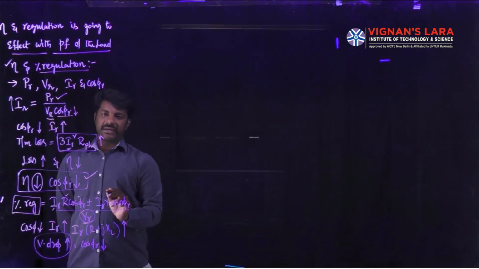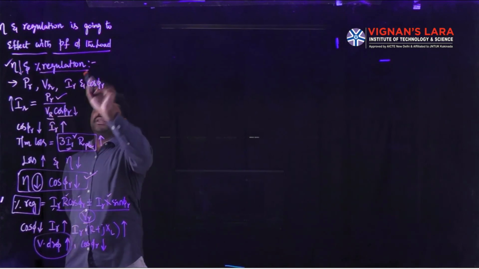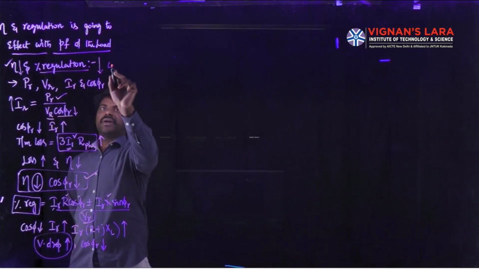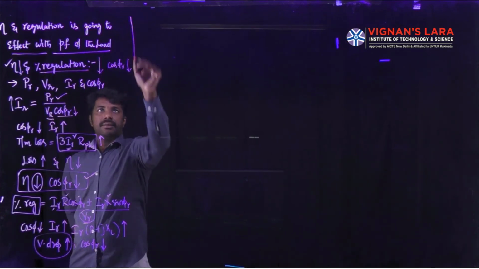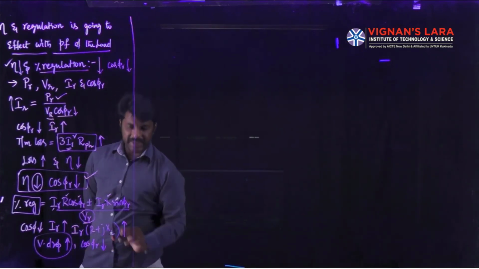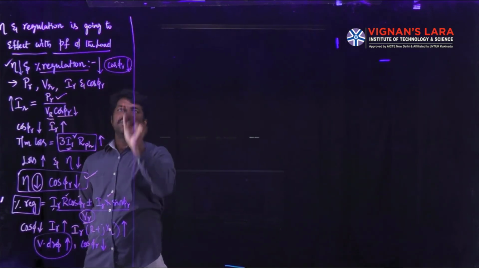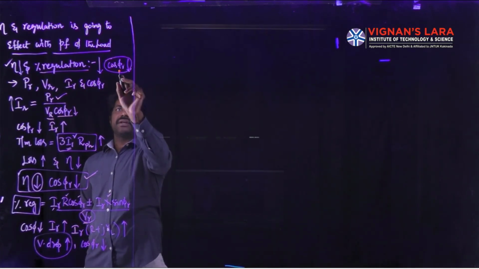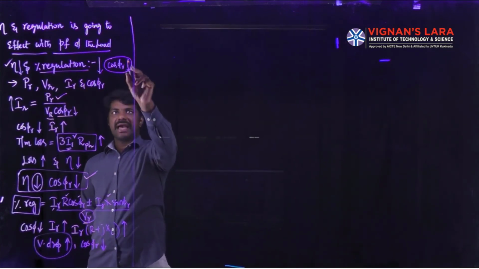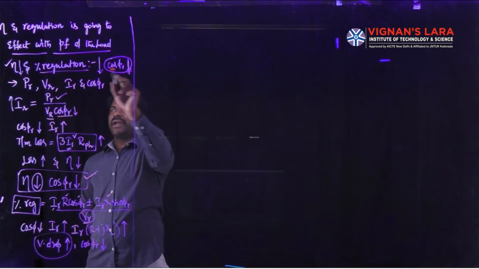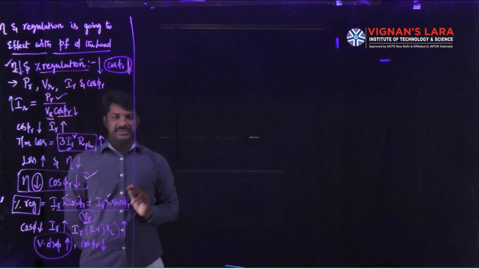Therefore, finally we can conclude that the efficiency decreases and the regulation gets poor if the power factor cos phi R decreases. That is why we have to check periodically to maintain the power factors within prescribed limits. We should not decrease the power factor of the loads beyond a certain value. If the power factor is reduced, the efficiency and regulation immediately get affected in this way.